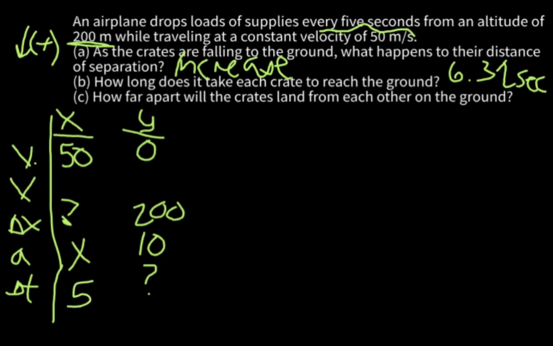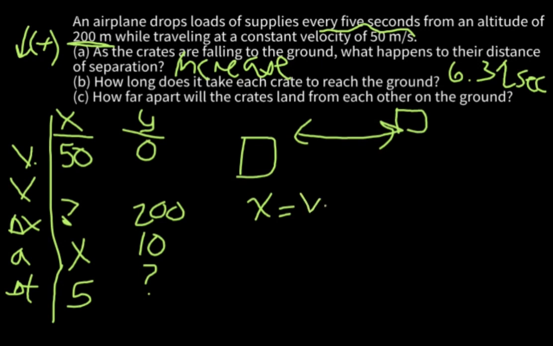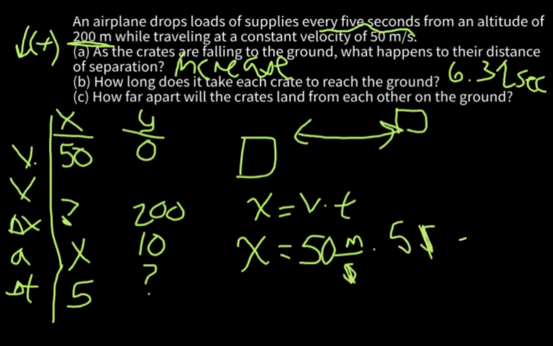Alright, so let's say we drop this crate, and then we drop this crate sometime later. This distance between them is going to stay constant because they're not accelerating in the horizontal direction. So we can use position equals velocity times time to get part C, and that will say the distance they each land apart from each other will be 50 meters per second times 5 seconds. See, our seconds cancel out and we get 250 meters. So that is the answer for part C.